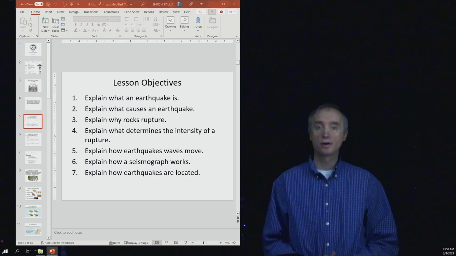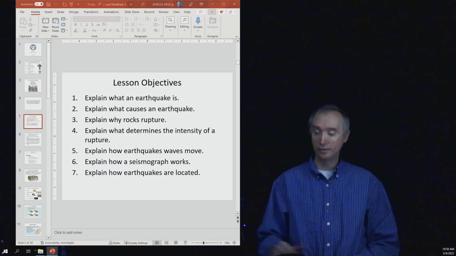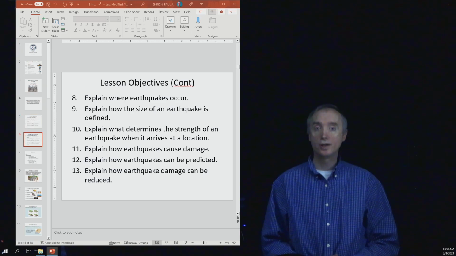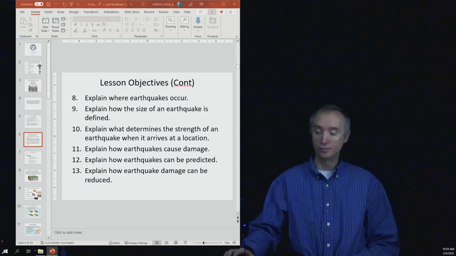Our lesson objectives are to explain what an earthquake is, explain what causes an earthquake, explain why rocks rupture, explain what determines the intensity of the rupture, explain how earthquake waves move or travel, explain how a seismograph works, explain how earthquakes are located, explain where earthquakes occur, explain how the size of an earthquake is defined, explain what determines the strength of an earthquake when it arrives at a location, explain how earthquakes can cause damage, how can earthquakes be predicted, and how can earthquake damage be reduced.